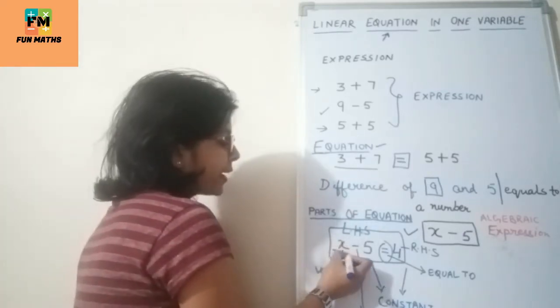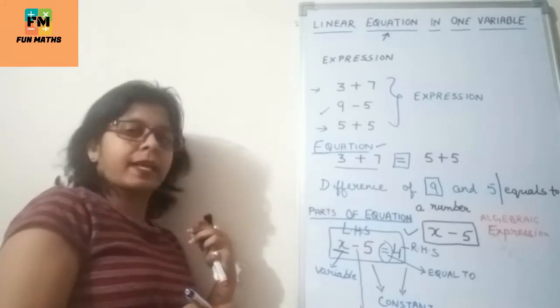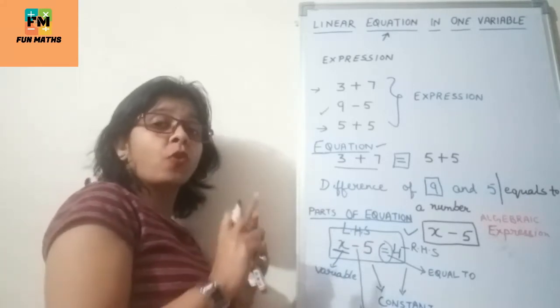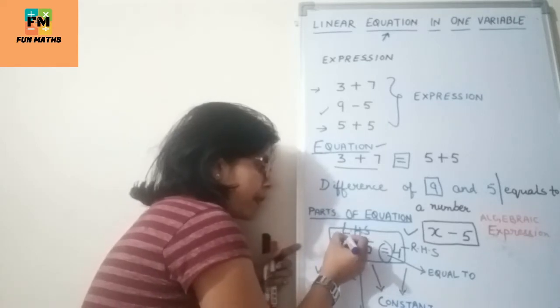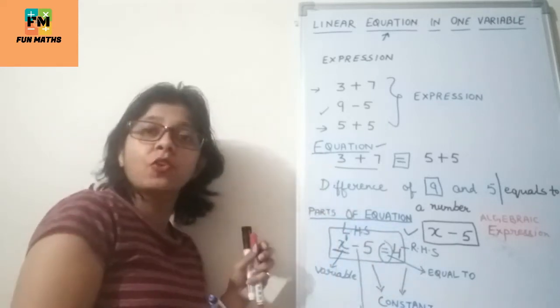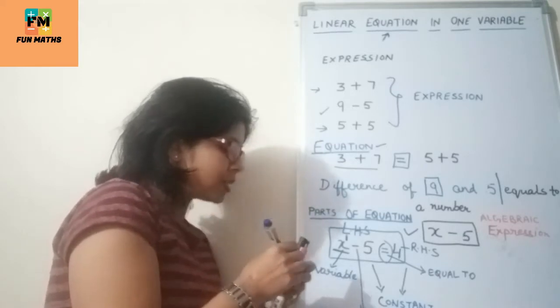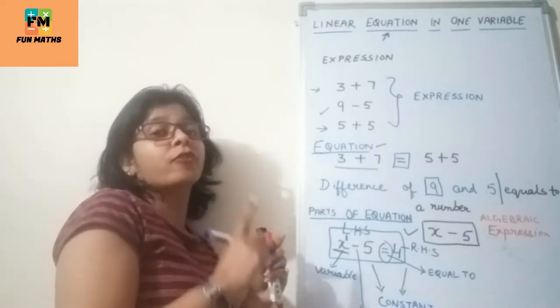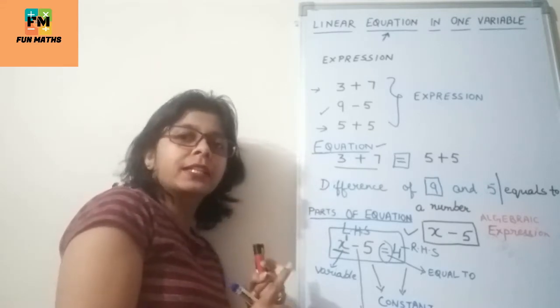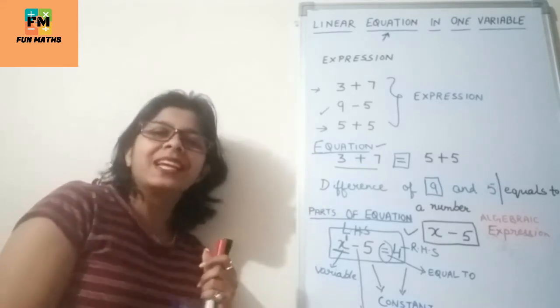You see the variable part. The variable here is x, right? Now we know if we don't have any power, what is the hidden power? The hidden power is 1. So, in simple language, whenever we have the highest power of a variable as 1 in the equation, we call it a linear equation.